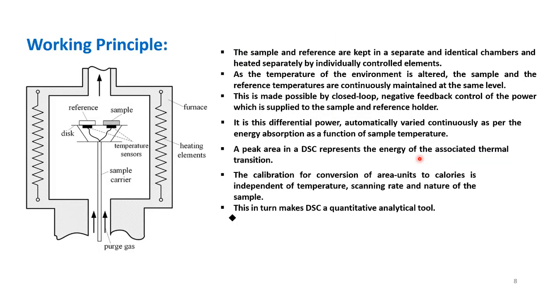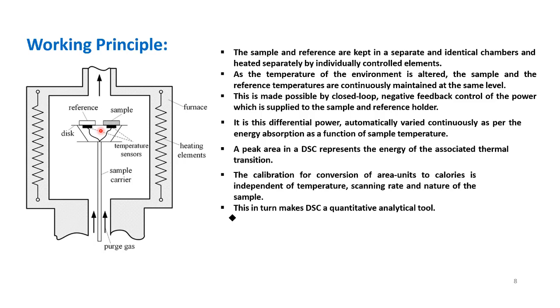So the working principle goes like this. We have a sample and a reference. These are kept in separate furnaces and identical chambers and heated separately by individually controlled elements. As the temperature of the environment is altered, so we are heating it basically, the sample and reference are continuously maintained at the same temperature. So how much energy is required to keep it at that particular temperature? That is basically what is analyzed.